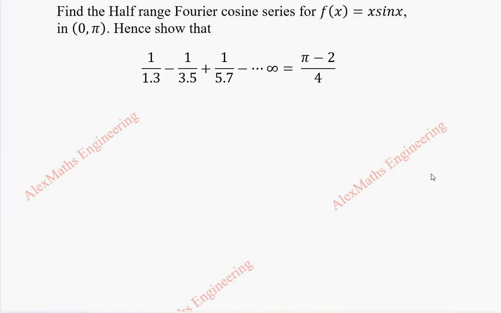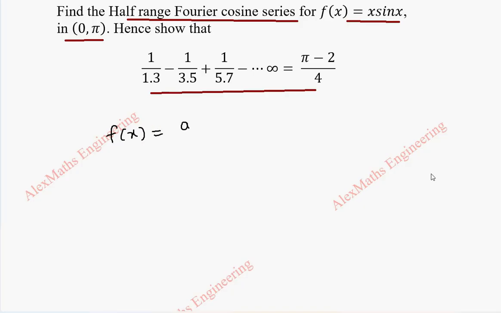In this video, we are going to find the half-range Fourier cosine series for the given function f of x, which is x sin x in the interval 0 to pi, and also we are going to prove this expression. Now, we are going to write the formula: f of x equals a naught by 2 plus summation n equal to 1 to infinity a n cos nx.